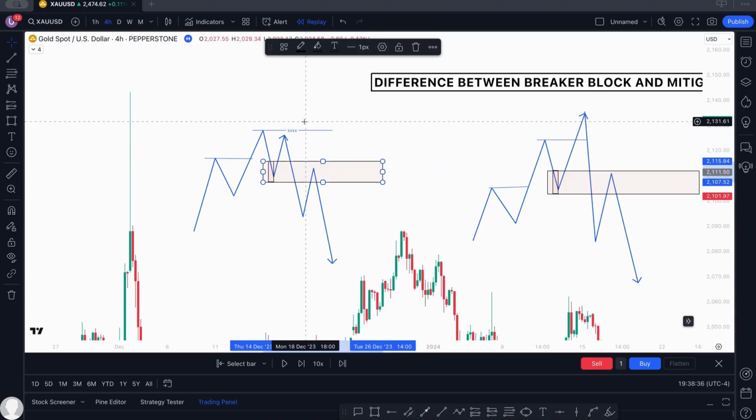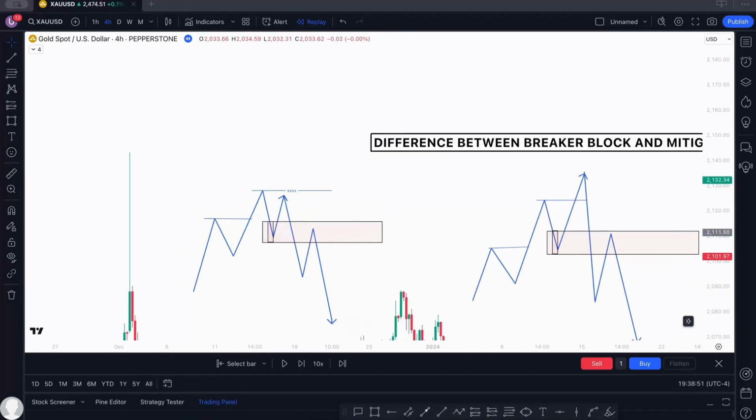The buy side or sell side liquidity would have been taken for a breaker block to be created. But for a mitigation block, no buy side, no sell side liquidity would have been taken to create a mitigation block. At least for a buy scenario. For a sell scenario, we have lower low, lower high, lower low, lower high. Market did not break out this lower low.